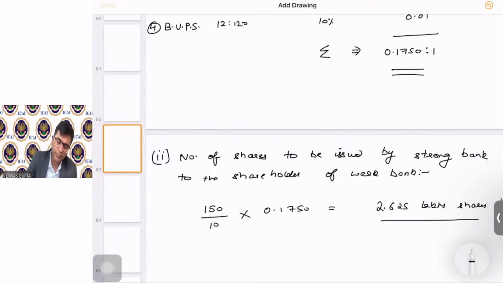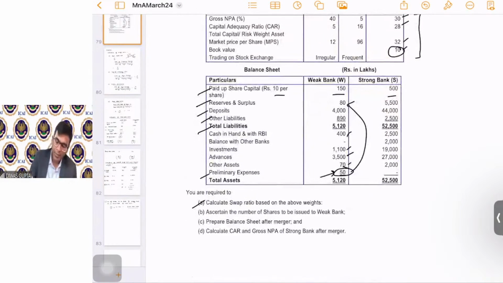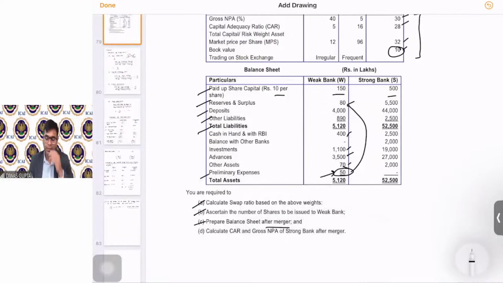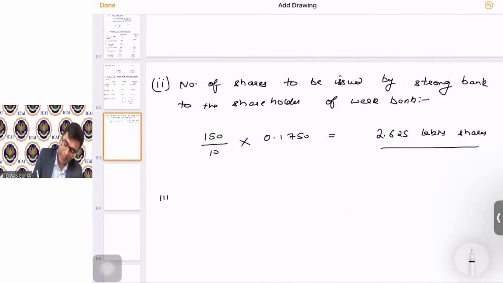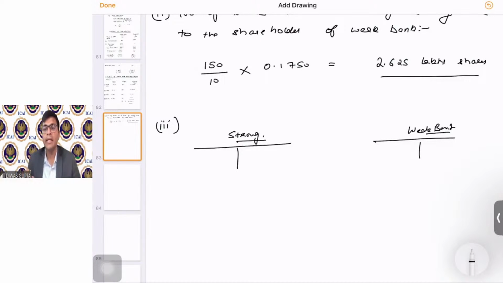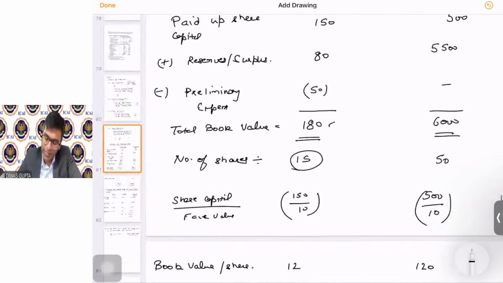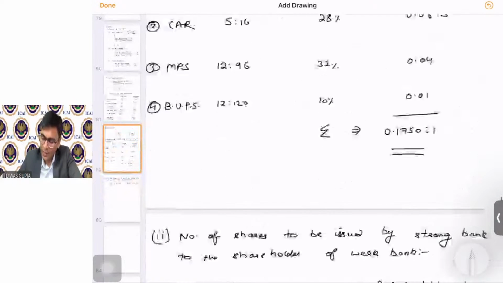Okay, students. Now the third part. Prepare the balance sheet after merger. So they are asking us to prepare the balance sheet after merger. So what will happen, students, while preparing the balance sheet? Let's say this is the balance sheet of strong bank, right? And this is the balance sheet of weak bank. Now, what will happen, students? Strong bank will issue this much of share that we have already understood, right? And the book value of the net assets that we will take over is 180, right? 180 is the value that we will take over.